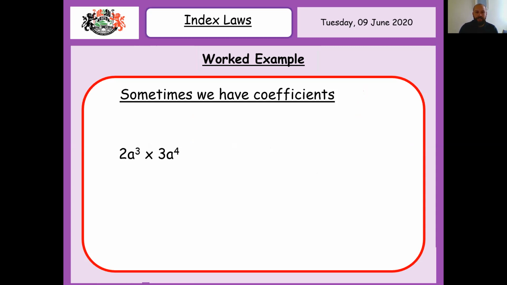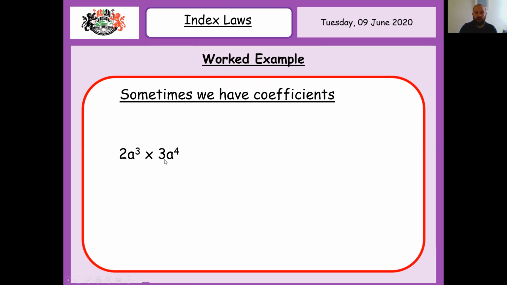So let's up it a level. Here we're dealing with something called a coefficient. Now, the coefficient is the number in front of the algebra value. And it simply tells us how many of those algebra values we've got. Here, we're dealing with a to the power of 3, and we've got 2 lots of them. Here, we're dealing with a to the power of 4, and we've got 3 lots of them.